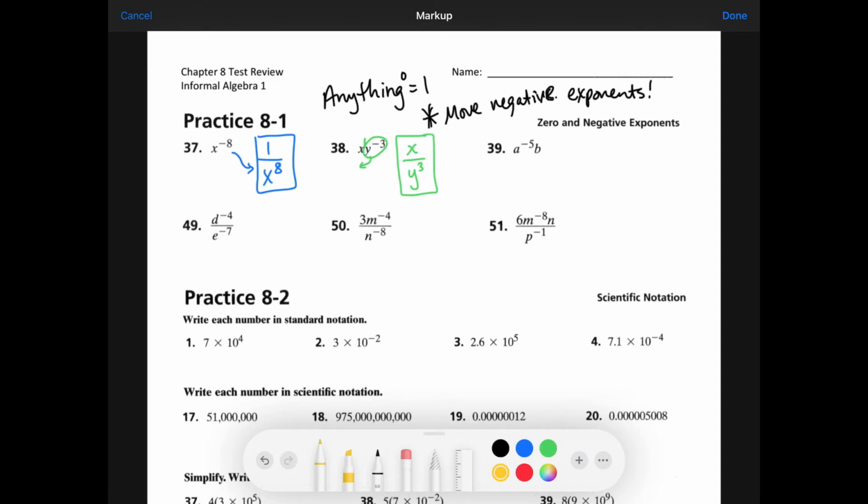Number 39, the a has a negative exponent, so we have to move it. The b stays. So b over a to the 5th.